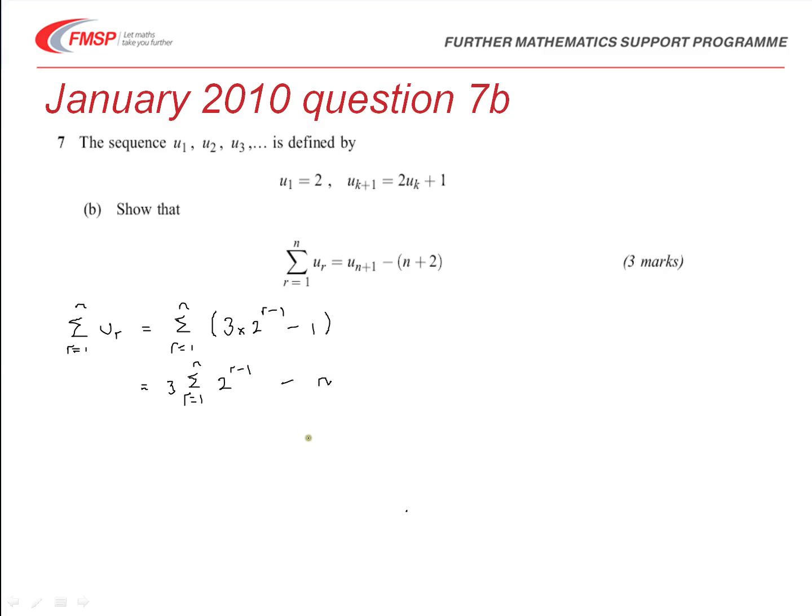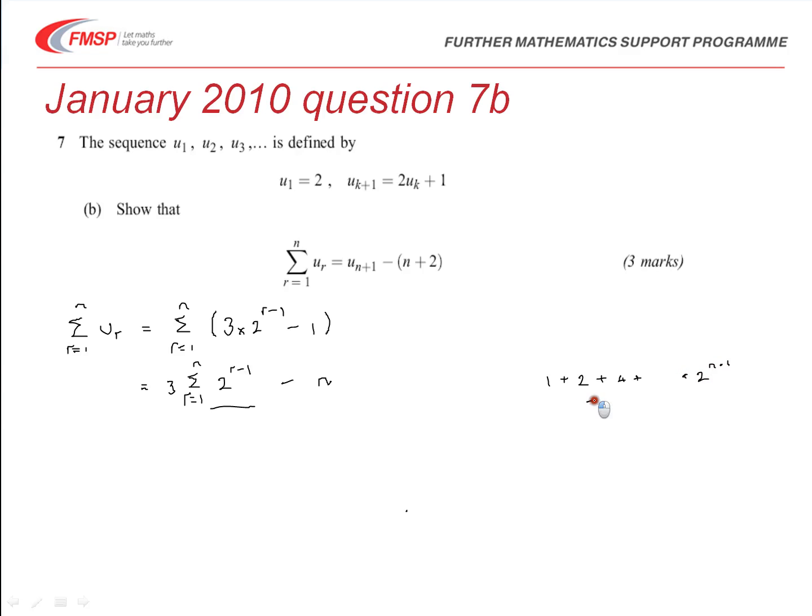Well, what we need to now notice is that this part here is a GP, because if I wrote it out longhand, when I put r as 1 in, I'd get 2 to the 0, which is 1. I put r as 2 in, I get 2 to the 1, which is 2. And r as 3 in, we'd get 2 squared, which is 4. And so it's the sum of 1 plus 2 plus 4 plus 8 and so on, up to 2 to the n minus 1.